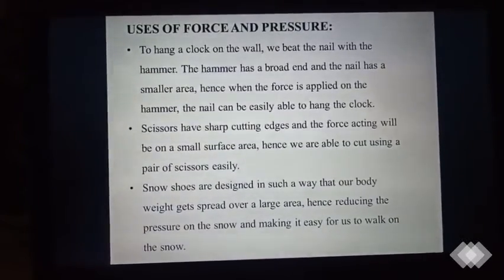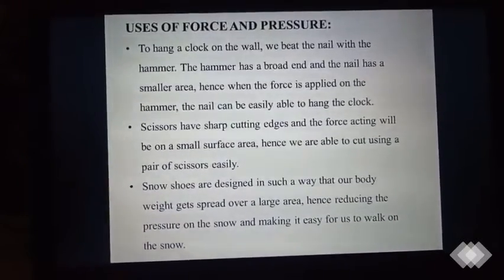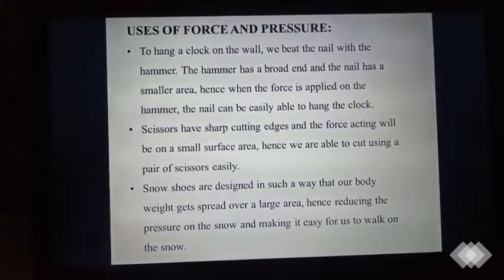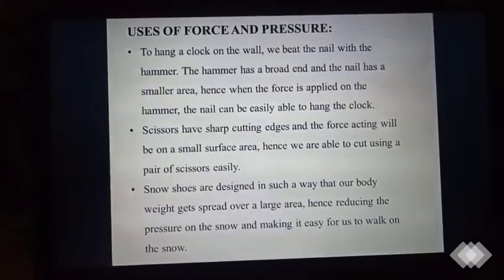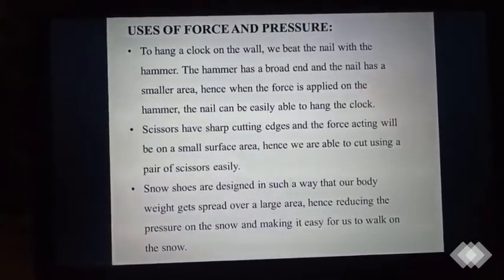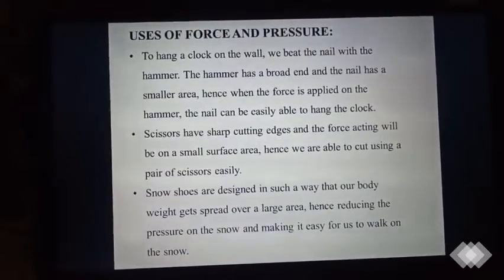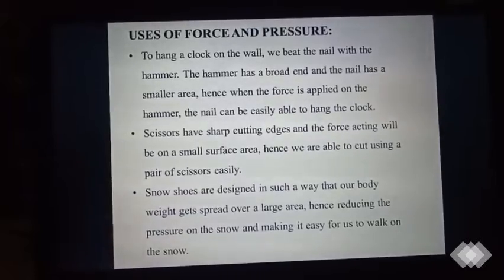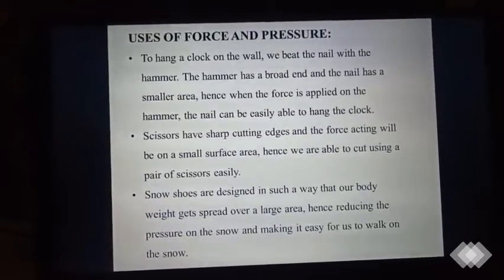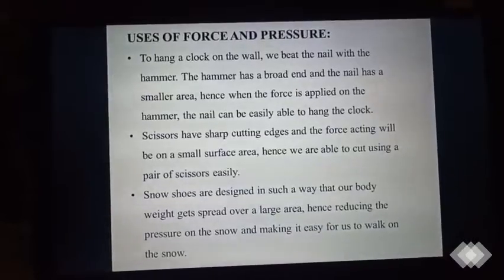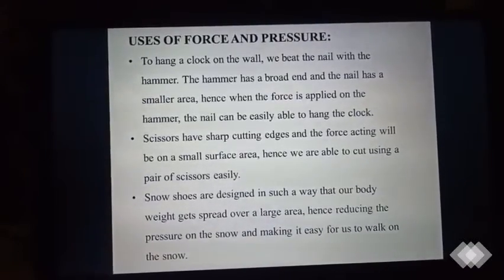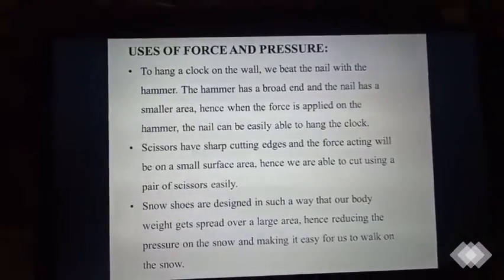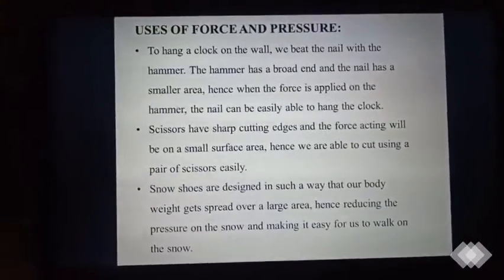Next one, scissors. It has sharp cutting edges, and the force acting will be on a small area, and hence you can cut easily using scissors, so that the pressure is more and the force is less. Snowshoes are designed in such a way that our body weight gets spread over a large area, hence reducing the pressure on the snow, and you can feel easy to walk on the snow. The snowshoe has a larger area, so the pressure will be less, so it will be easy for you to walk on the snow.